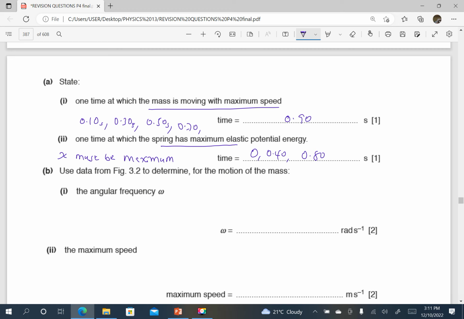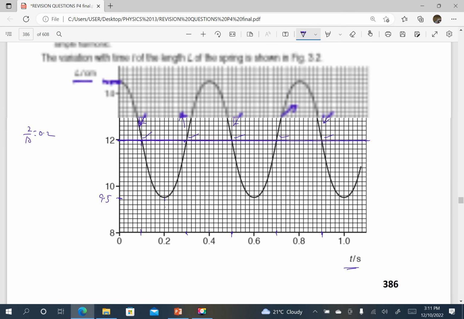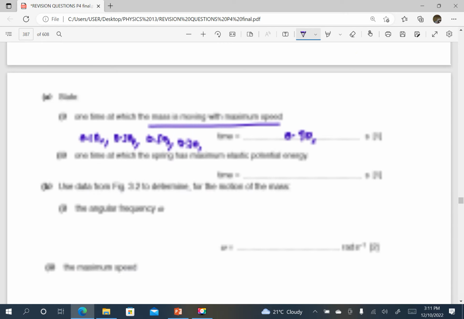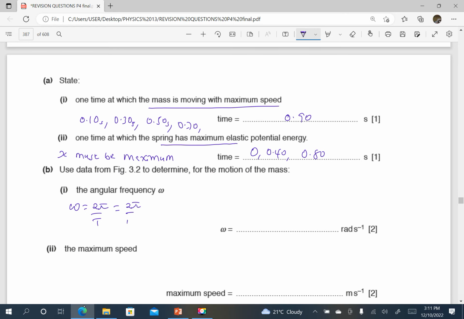Use data from the figure to determine for the motion of the mass the angular frequency omega. So at this point, we know that omega is 2 pi divided by the period. We check out the period. If I start at t equals 0 from the peak, the next time I arrive at the peak, that is one cycle, and this is 0.4. So the period is 0.4. So I just press my calculator, 2 pi divided by 0.4. So omega is 16 radians per second.